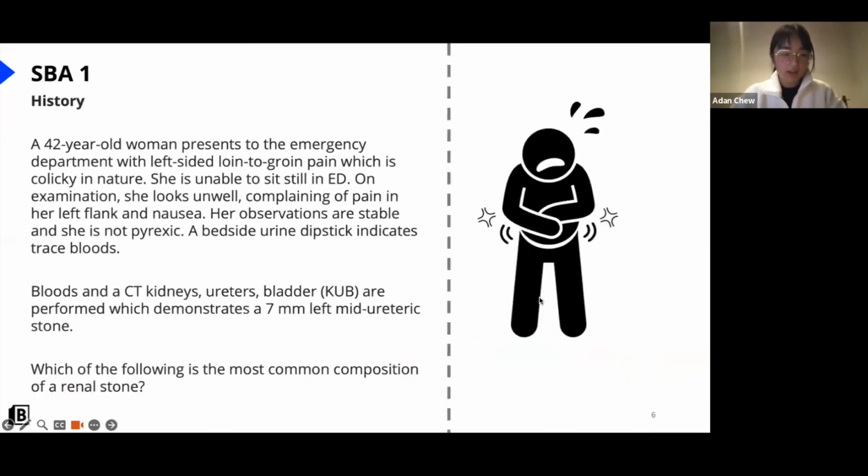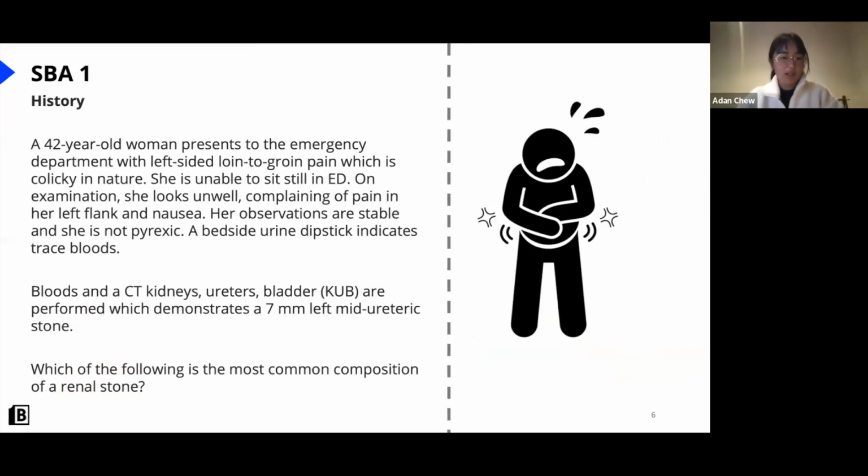So we'll make a start for our first SBA question. Is everyone able to see the slides okay? Let me know if you can't, and let me know if there's any issues with the Menti, because from my side it should be all working.